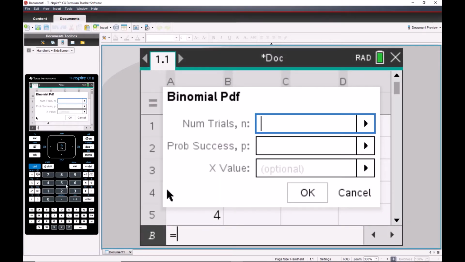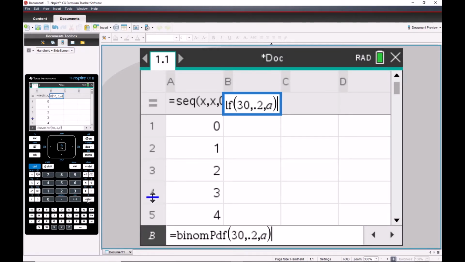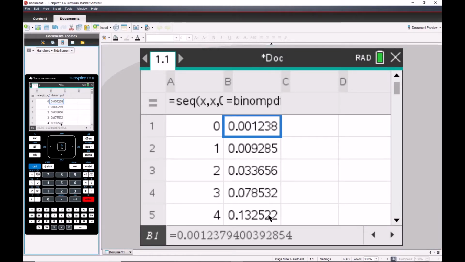All right, so number of trials, I know them to be 30, and the probability of success is 0.2 according to the problem. And for the X value, I just want all of the values for X that we have in column A. So I'm just going to tab in there, and since I don't have a variable reference, I'm just going to put A in there. It doesn't have to be uppercase, it just has to be an A. So tab over to OK and hit enter, and there's all of the binomial PDFs.